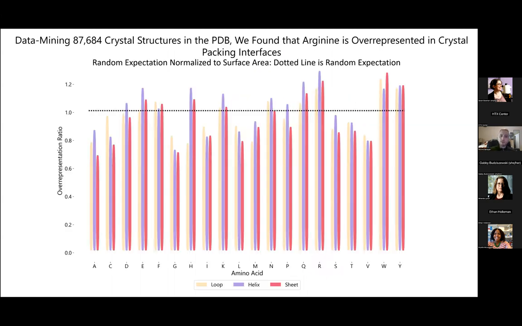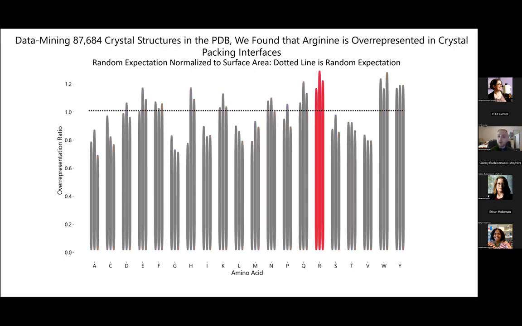So what my lab did was we data mined the PDB for 87,684 crystal structures. And we simply examined interfaces and asked the question, what is the distribution of amino acids in these crystal packing interfaces? Do proteins that crystallize tend to favor one amino acid or a set of amino acids on their surface versus others when it comes to driving these crystal packing interfaces? And as it turns out, arginine is a fan favorite of protein crystals in mediating crystal packing interfaces.